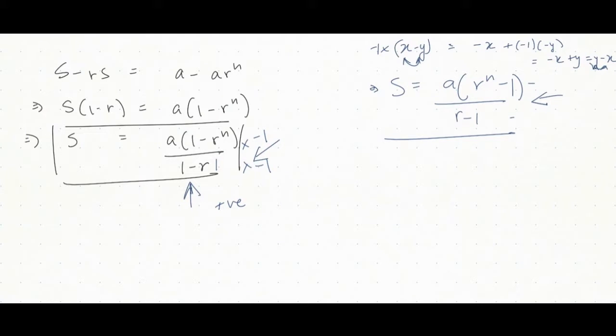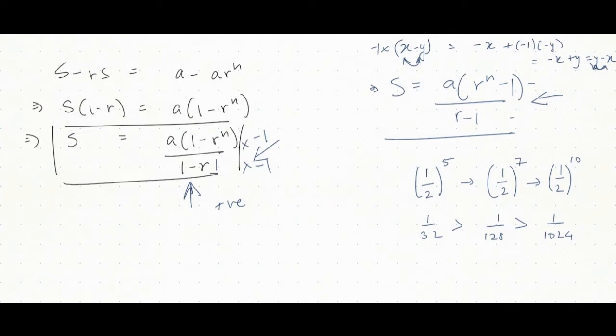Okay, now coming to, as I said, some general knowledge about numbers. What happens if you take half power 5 and I keep increasing it? I say I take half power 7, then I go further, I go half power 10. So this number is 1 by 32. This number is 1 by 128. And this number is 1 by 1024.